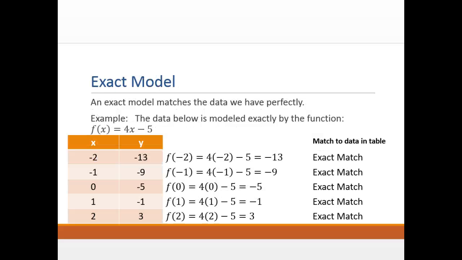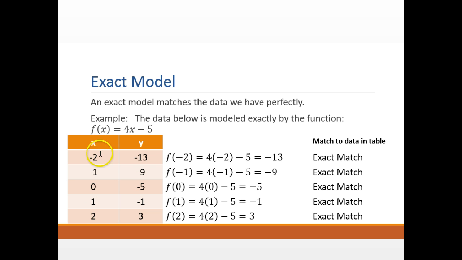Now there's two types of models we're going to look at. The first one's an exact model. An exact model is basically where all our data points match the function that we're given for the model. Here's an example of a linear function, f of x equals 4x minus 5. The data points we're given are (-2, -13), (-1, -9), (0, -5), (1, -1), and (2, 3). This is our domain, all our inputs.